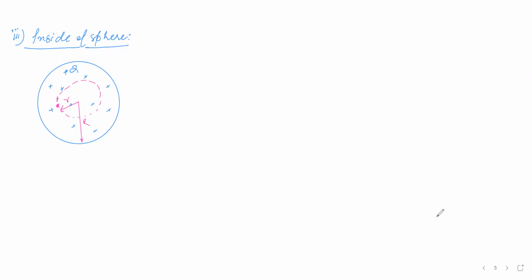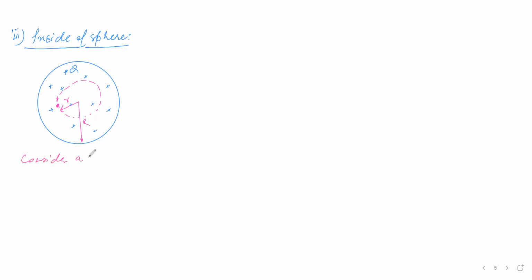Now, as you have seen in the last case, inside of a hollow surface, the electric field is 0. But in this case, it is not hollow. It is non-conducting. For a conductor, the electric field is 0 inside. But in this case, it is not a conductor. It is a non-conducting body. So the net electric field inside can never be 0. Now, what will be the actual value of the field here? Let's try to calculate it.